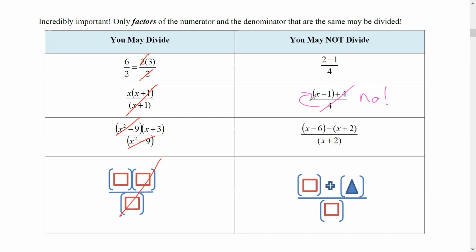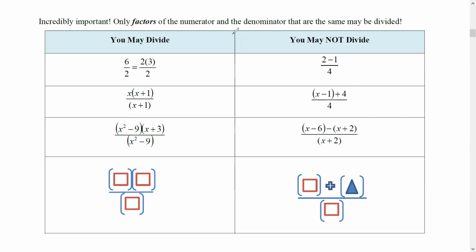4 does not divide into x minus 1. I cannot do this. x plus 2 does not divide into x minus 6. I cannot do this. The square doesn't divide into the triangle. I don't know how you want to think of it. I just need you to really, really remember, I can only divide if I can factor first.